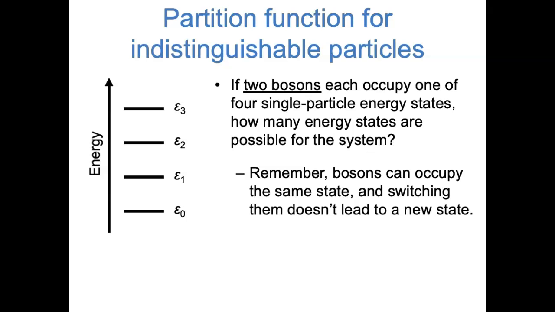Now I'll ask the same question for 2 bosons. If there are 2 bosons occupying this set of 4 energy levels, how many different energy states are possible for the 2-particle system? Remember, bosons can occupy the same energy state, but they're still indistinguishable, meaning that switching them doesn't lead to a new state. I'll give you a few seconds to think about this.